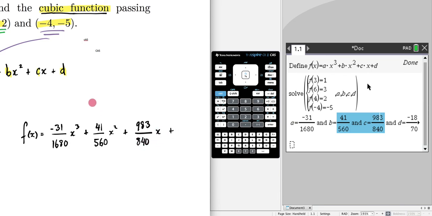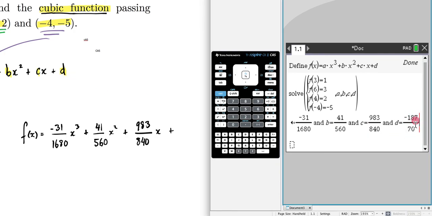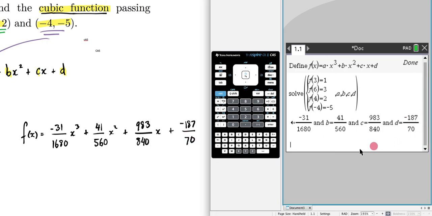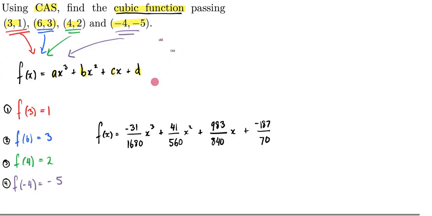And then lastly, my d value is going to be -187 over 70. Perfect, and that was what it is. Perfect, so that is going to be what my cubic function is going to be. So let me now come over here, let me expand that out.